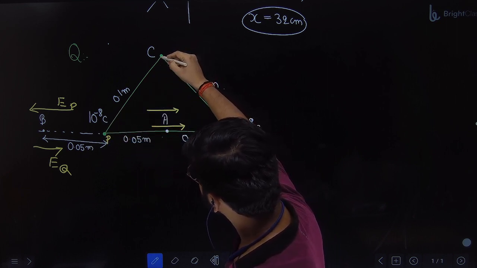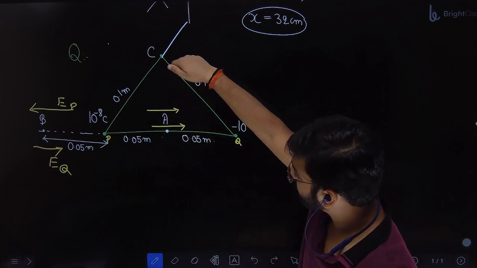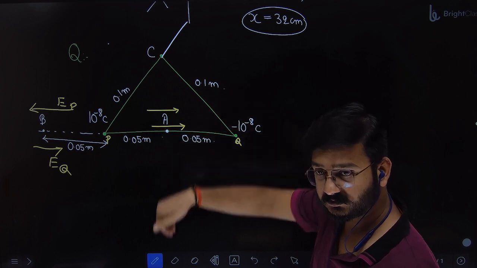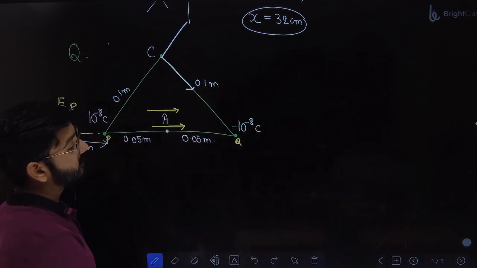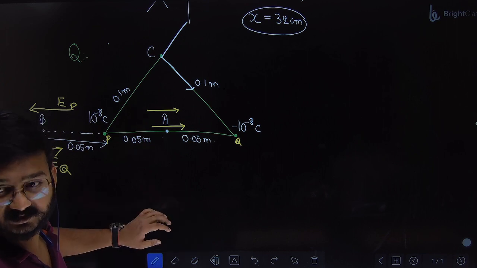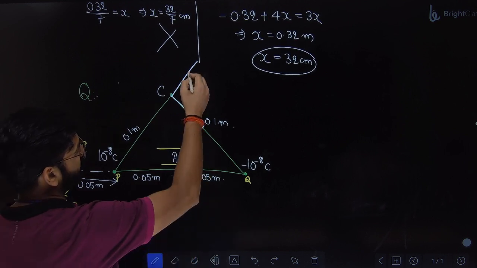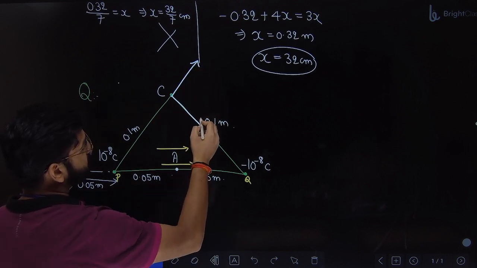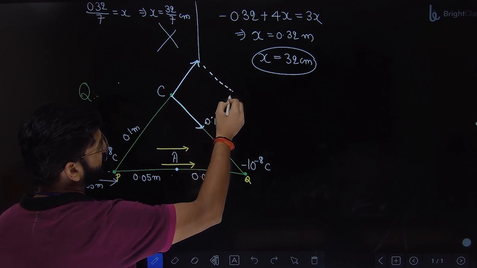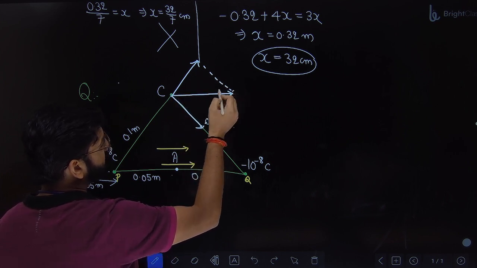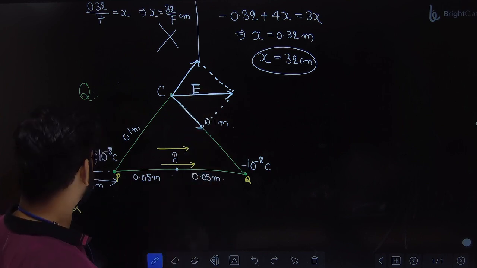So what will be the direction? For negative charge, field lines will converge, come towards it. Electric field lines will be like this. Remember seeing this figure? In the fourth question, we have already done this. So what will be the resultant? Parallelogram. So this will be 9 into 10 to the power 3. Okay, noted.